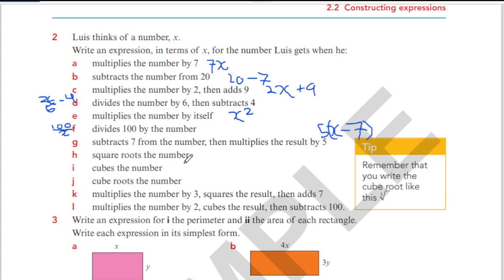Then square root of the number. Square root means you have to take the under root of that number, so under root x. Then cube the number. You have to take a cube of that number, x power 3. Then cube root means you have to take the cube root of x. Then multiply the number by 3. First you have to multiply it with 3, it will be 3x. Then they are saying square the result, so you have to make it a square.